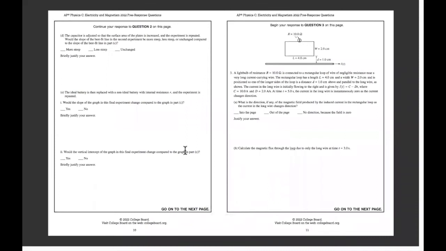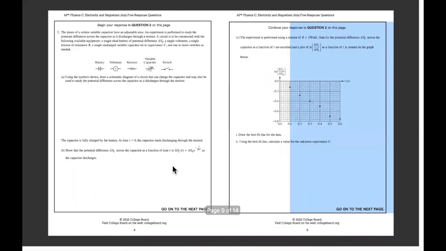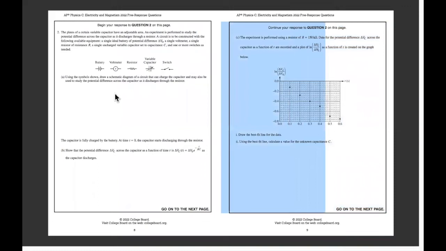All right, so taking a look at part E now, would the slope and would the vertical intercept of the graph change if the battery has internal resistance? Well, let us go ahead and look back at the graph right here. And let's take a look at exactly what having internal resistance means. So having internal resistance does mean that delta V naught is going to change.